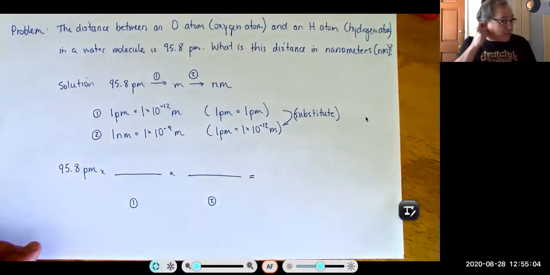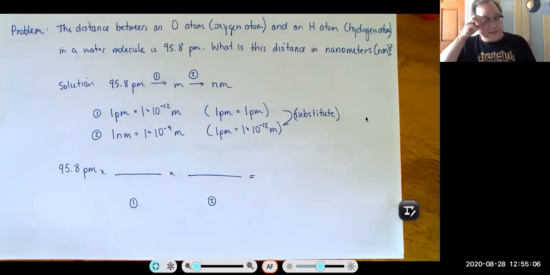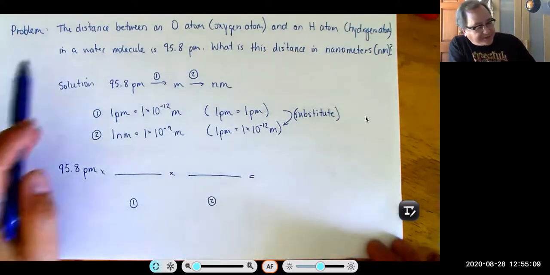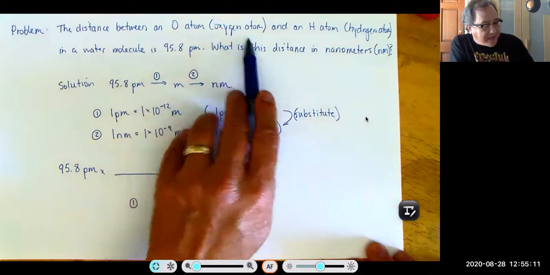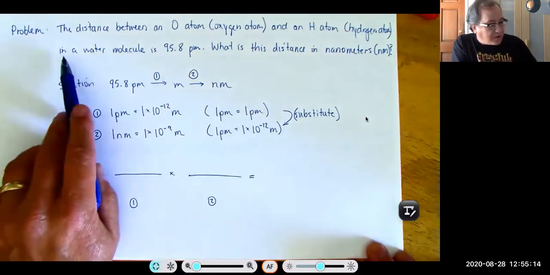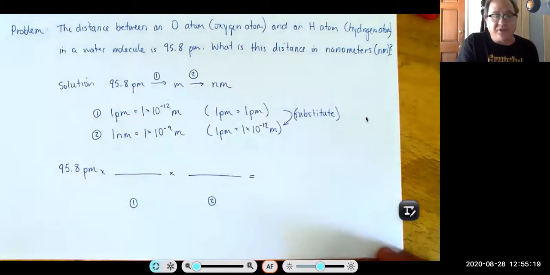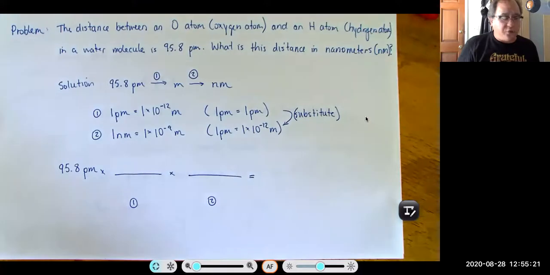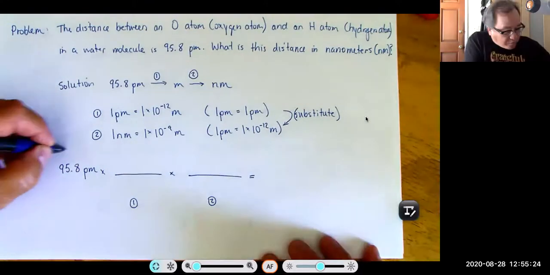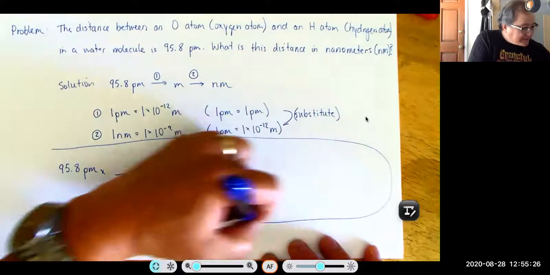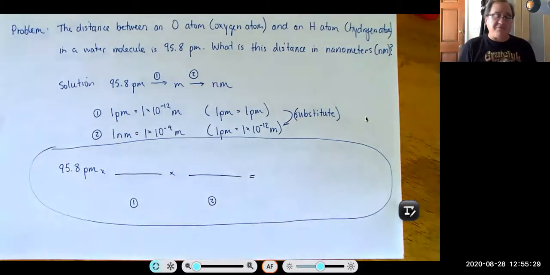So here we're going to take a look at a problem where we're going to actually use these ideas. Distance between an oxygen atom and a hydrogen atom in a water molecule is 95.8 picometers. What is this distance in nanometers? Now, what I'm about to show you here is the type of work I would expect to see on an exam. If you came out and just wrote the answer down and it was correct, and that's a 10-point problem, I'd give you 1 point out of 10. You need to show me the work to get the other 9.